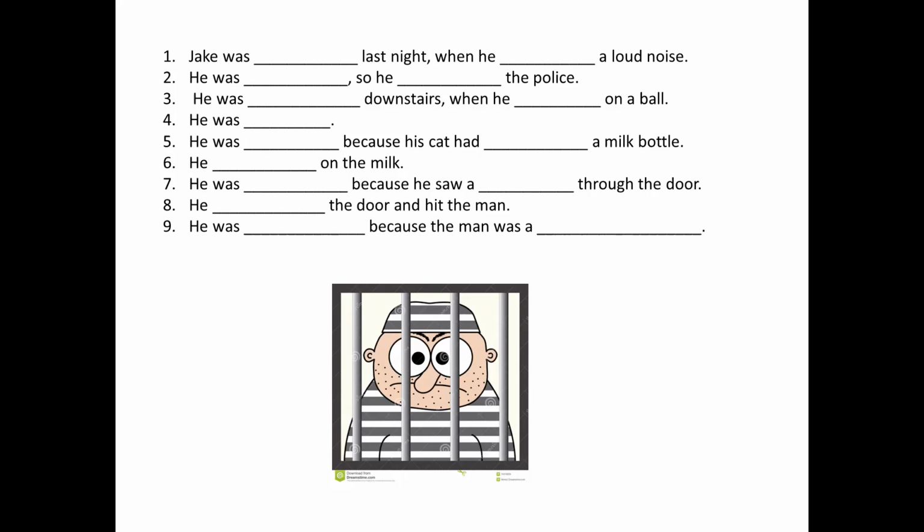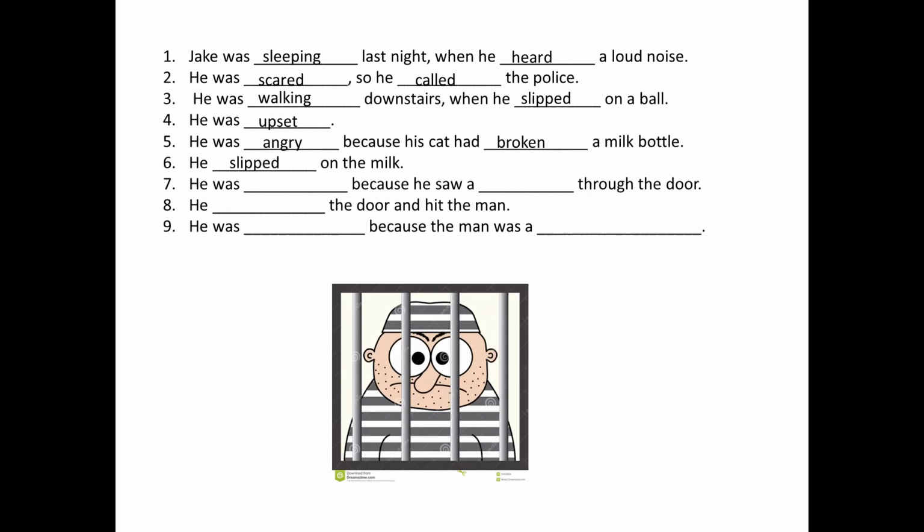All right, guys, let's look at the answers. Don't worry, you can pause the video if you haven't finished yet. Number 1, Jake was sleeping last night when he heard a loud noise. Number 2, he was scared, so he called the police. Number 3, he was walking downstairs when he slipped on a ball. Number 4, he was upset. Number 5, he was angry because his cat had broken a milk bottle.